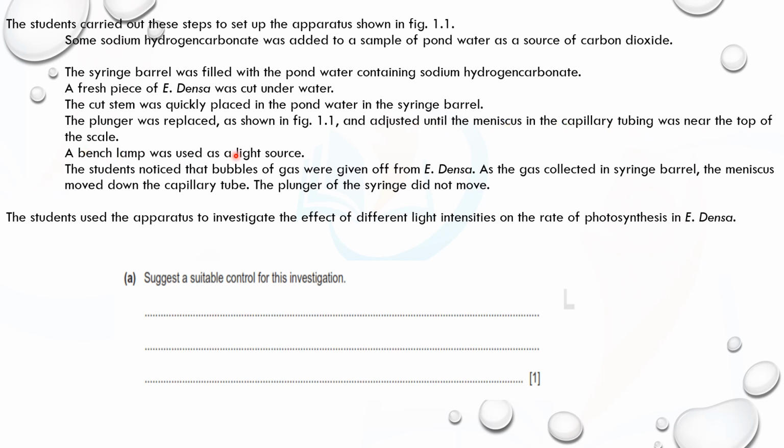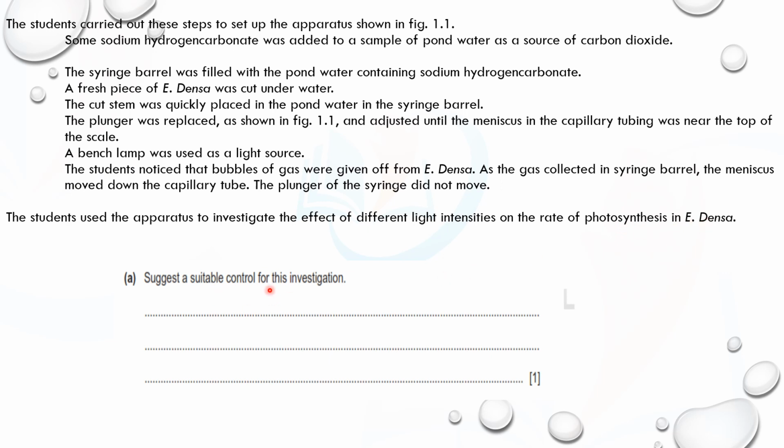A bench lamp was used as a light source. The students noticed that bubbles of gas were given off from Elodea as the gas collected in the syringe barrel. The meniscus, you see, they're giving a clue, moved down the capillary tube. The plunger of the syringe did not move, but the meniscus moved because of the gas exerting pressure. The student used the apparatus to investigate the effect of different light intensity on the rate of photosynthesis in Elodea.